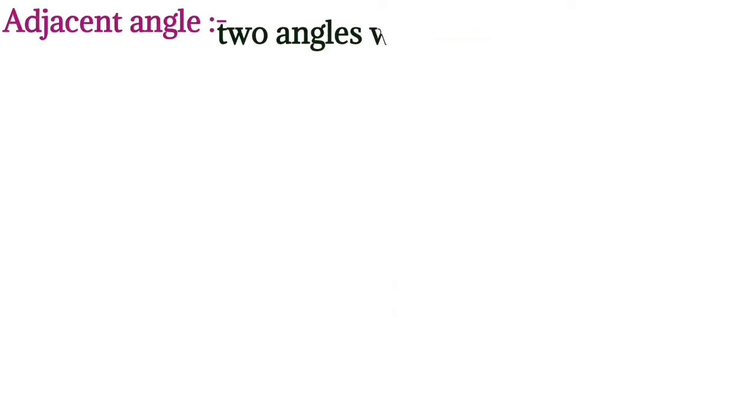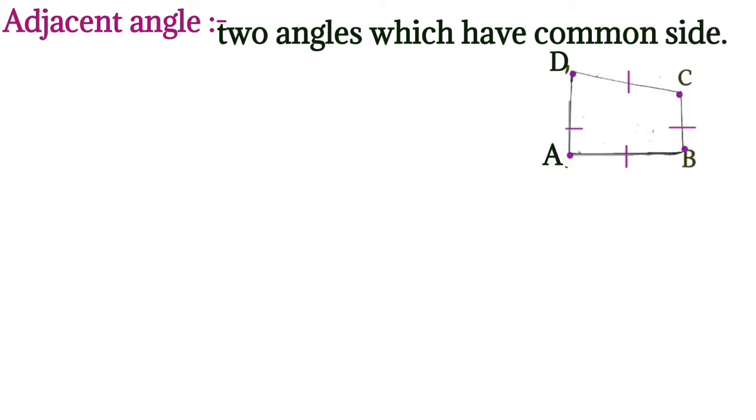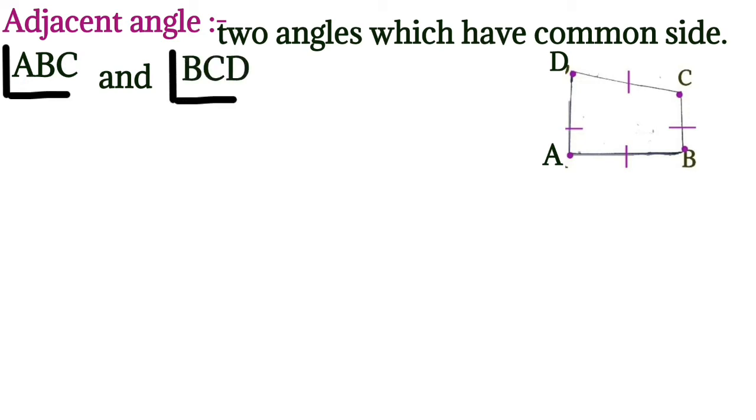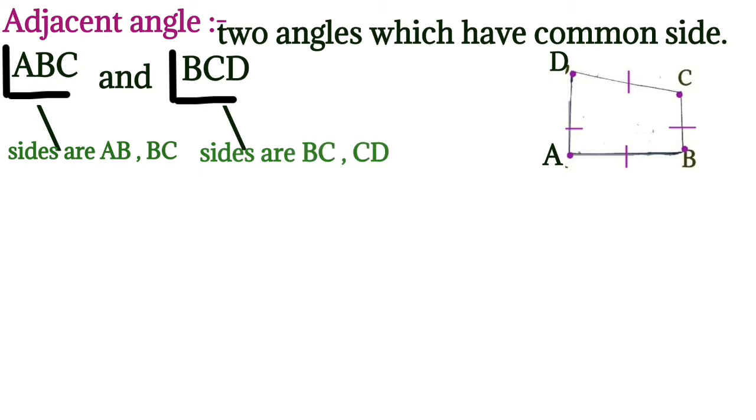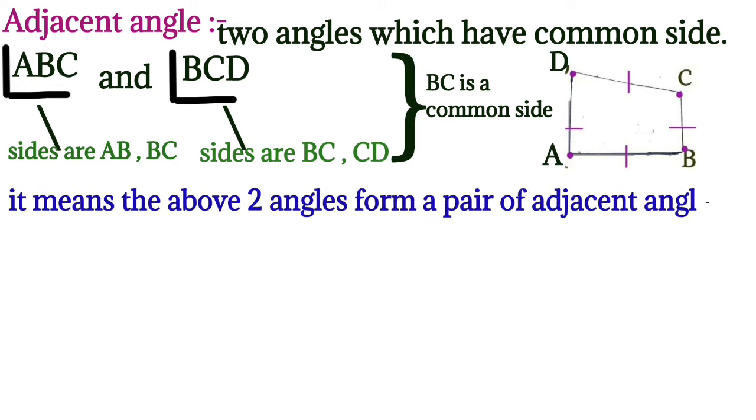Next, coming to the angles, adjacent angles. Two angles of a quadrilateral are called adjacent angles if they have a common side. We need to find out the common side, the same side. Take angle ABC and BCD. In angle ABC, AB and BC are the two sides. In the other angle BCD, we also get two sides, BC and CD. We need to find out the common side. Here BC is common among these two angles. So these angles form a pair of adjacent angles.